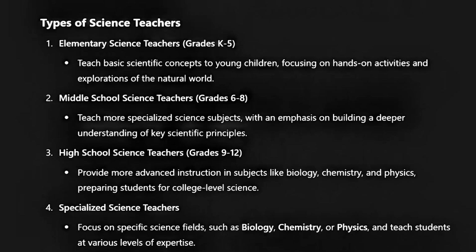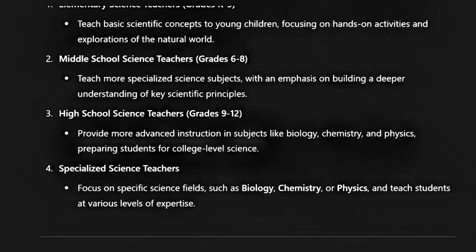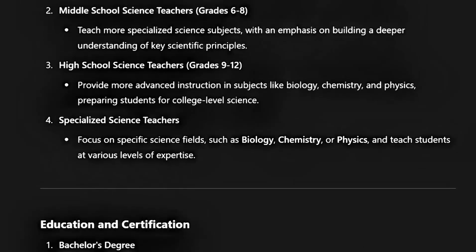Types of science teachers. 1. Elementary science teachers, grades K-5, teach basic scientific concepts to young children, focusing on hands-on activities and explorations of the natural world. 2. Middle school science teachers, grades 6 to 8, teach more specialized science subjects with an emphasis on building a deeper understanding of key scientific principles.